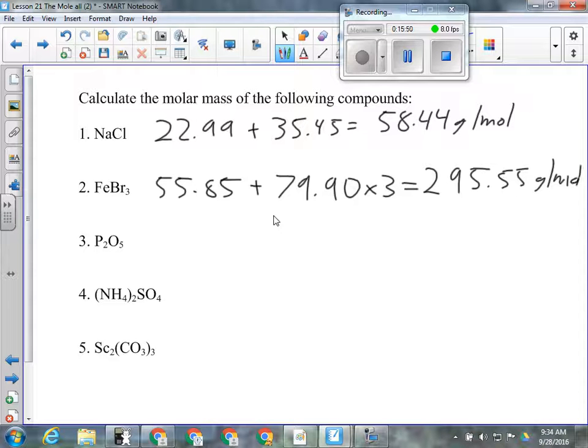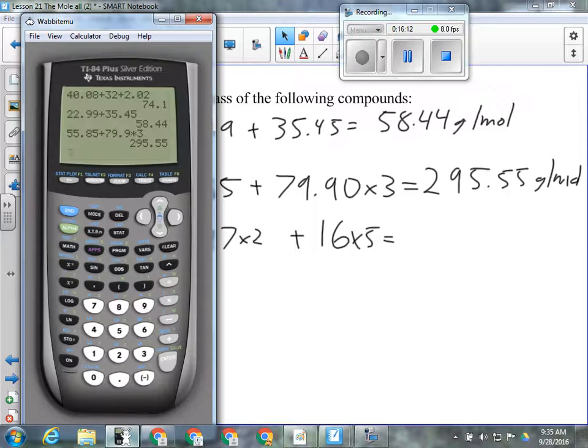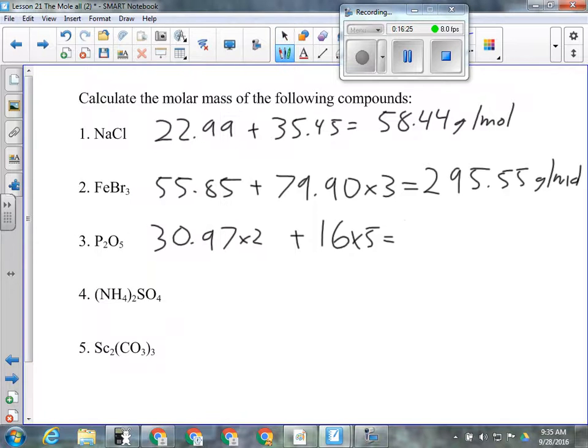grams per mole. How many people have done number 3? Let's look at that one too. So we got 2 phosphorus in there, and phosphorus is 30.97. 30.97 times 2 plus 5 oxygens, so 16 times 5. All right, so we're looking at 141.94 grams per mole.